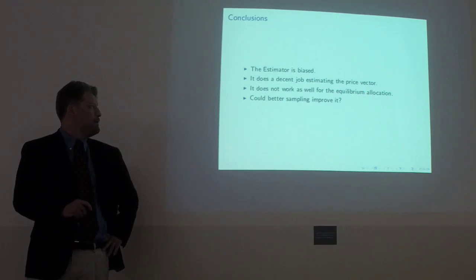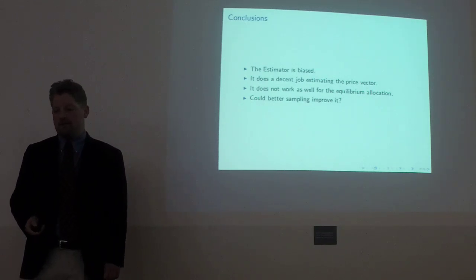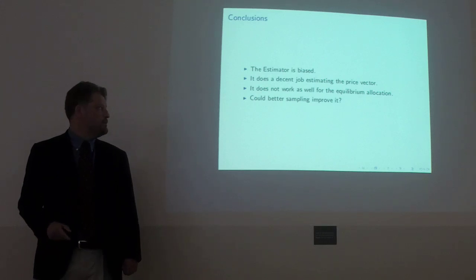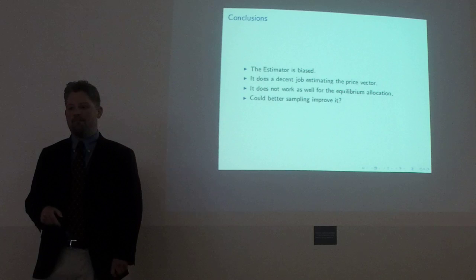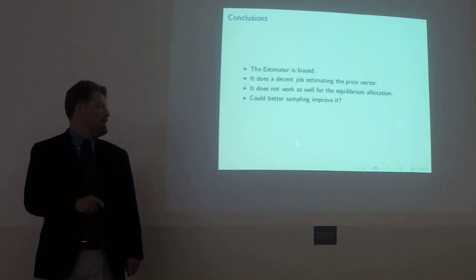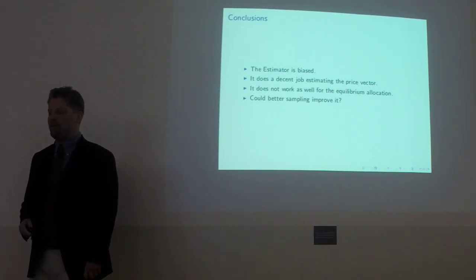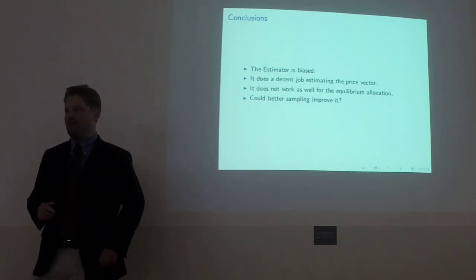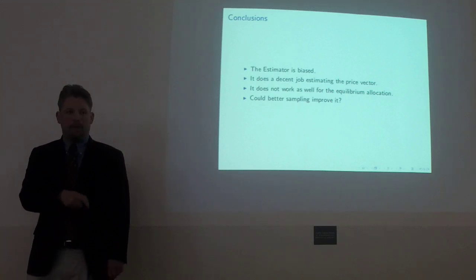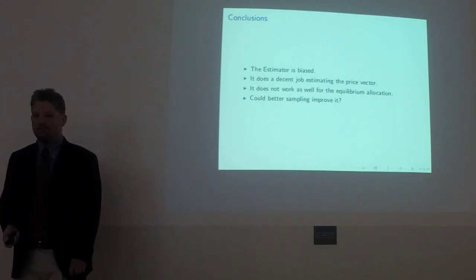So, conclusions. Works okay for the price vector, not so well for the allocation. My suspicion is you can improve both the bias and the computational efficiency by exploring clever ways to sample the allocation space, but I haven't had time to look into it, unfortunately. This is not my only ongoing project. But that's all I have for now.